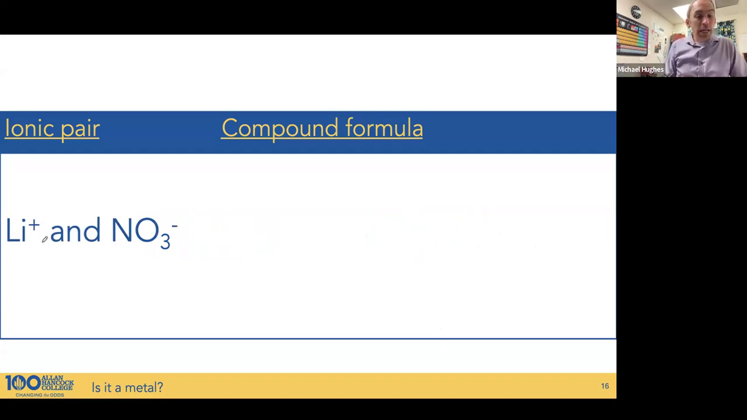Lithium and nitrate. Lithium is always 1+ as an alkali metal, and nitrate is always 1-. So 1 and 1, they're already balanced. And we just put in the lithium nitrate, no parentheses needed.